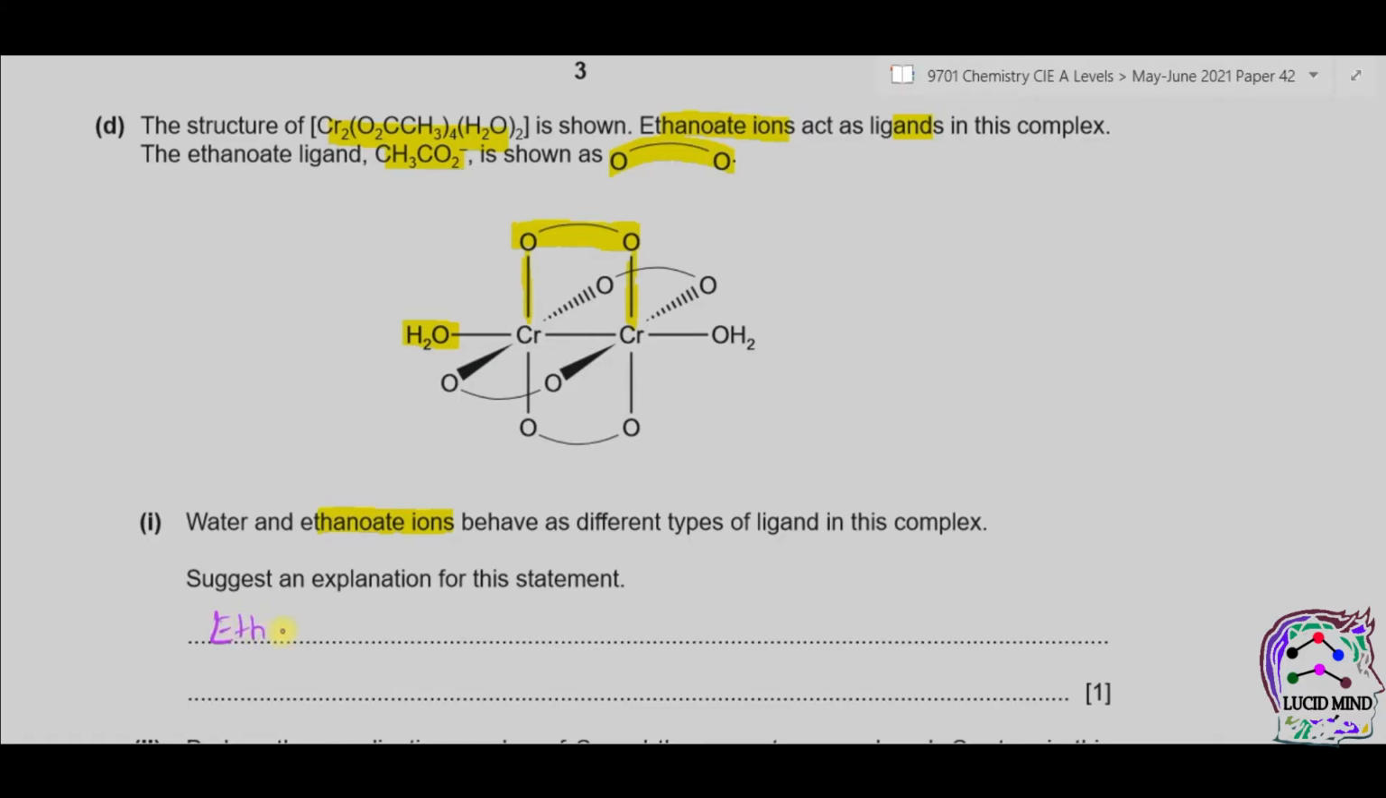Ethanoate ions are bidentate because they donate 2 lone pairs. We have 2 oxygen atoms and both oxygen atoms have lone pairs of electrons, so therefore they can make 2 coordinate covalent bonds. Second is the water. It is monodentate as it donates just 1 lone pair.